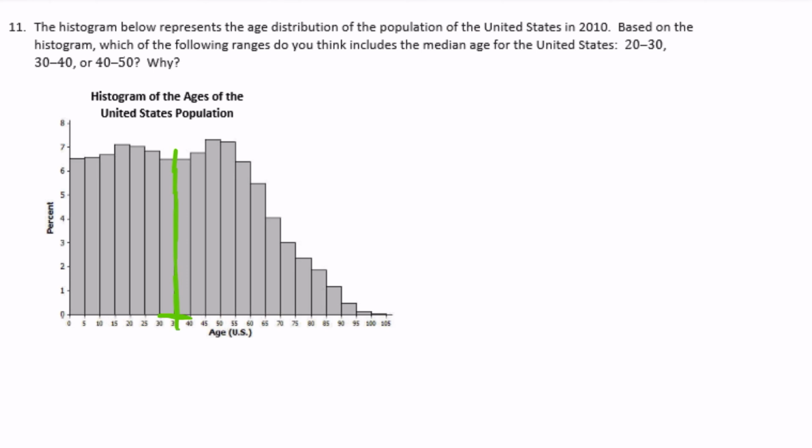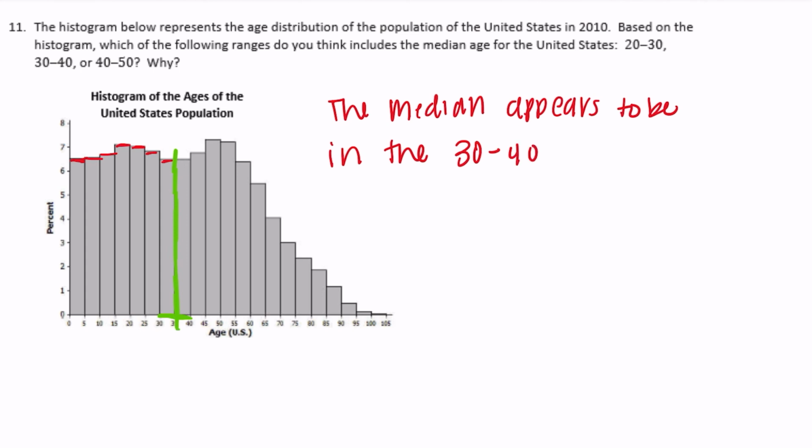And you could have added it up too. So if you want to be more specific, which you should be, you can look at the percentiles. So there's like 6.5%, 6.5%, 6%, 7%, and add all those percents together until you get to about the 50th percentile, and you'll find the median. So the median appears to be in the 30 to 40 age group.